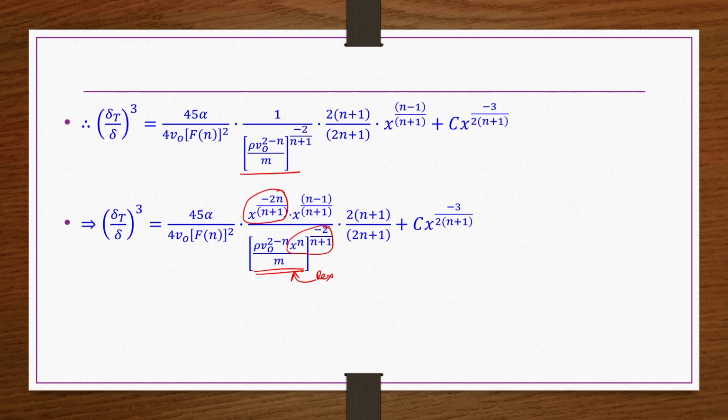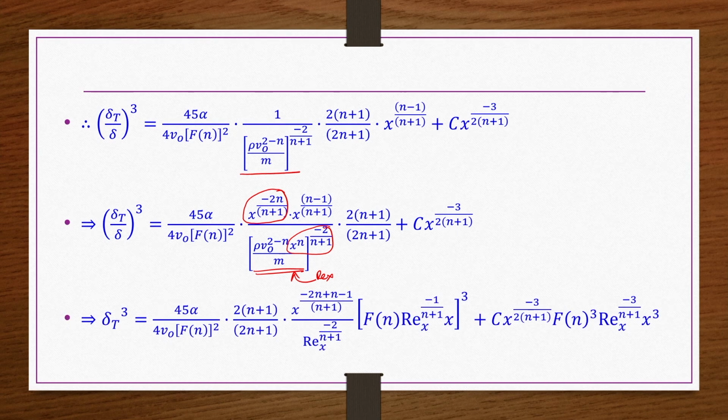Rest all other terms are as it is. So when you write it, we have Rex power minus 2 by n plus 1, and then whatever this delta cube is there, that I have also taken to the right hand side. So delta is nothing but Fn Rex power minus 1 by n plus 1 multiplied by x. This is nothing but delta, so delta cube is there. The same thing is coming here also to the constant.